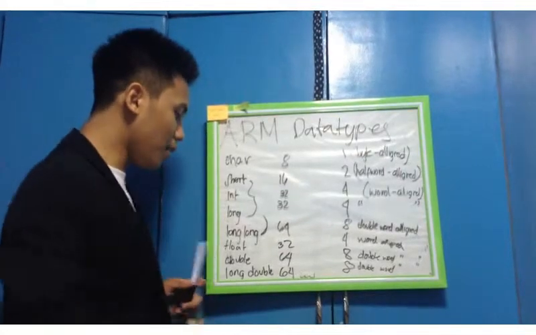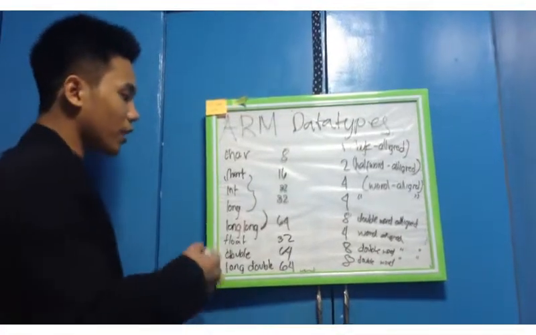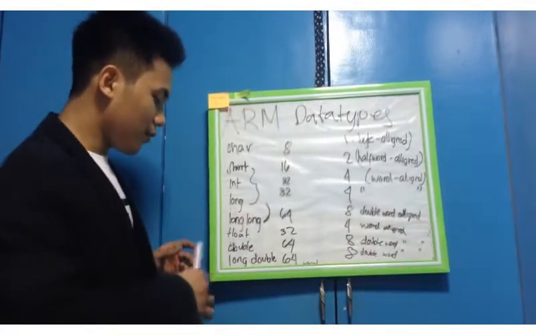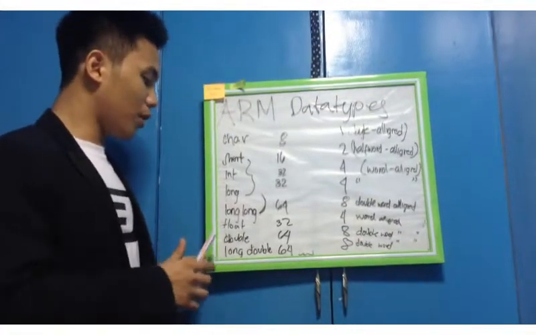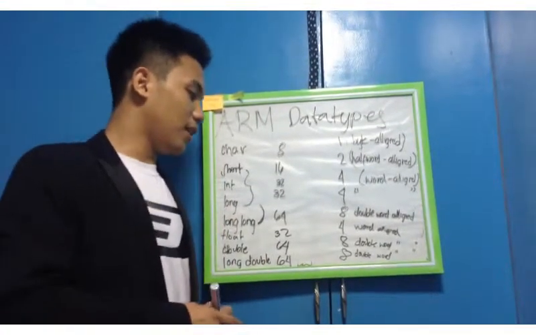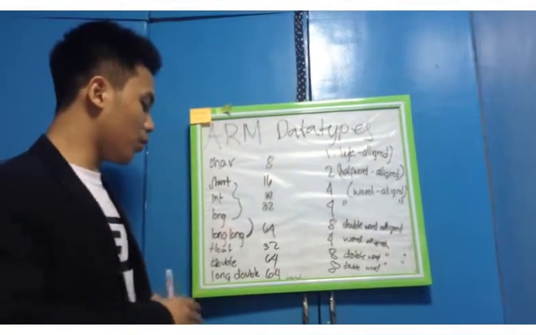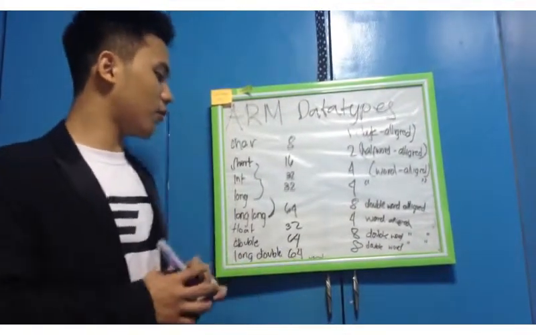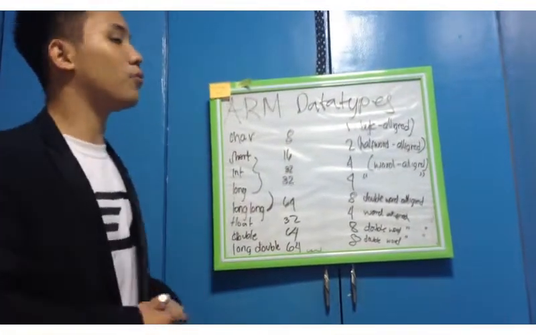And then we have a float, 32 bits, 4 word align. The difference between float and int is that float has a decimal value and int does not. And float and double are also alike, but double is much bigger than float because it has a size of 64 bits and it is 8 double word align. And then long double is also like double and float, and it has 64 bits also and 8 double word align. Okay, these are the data types of ARM.